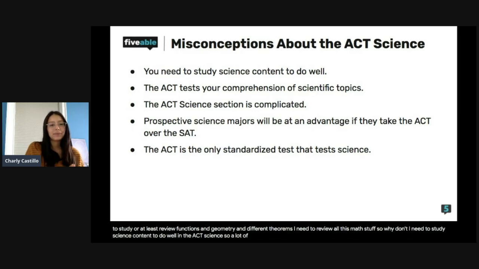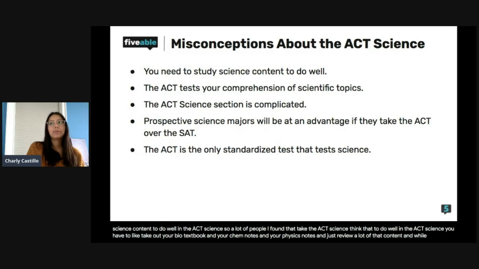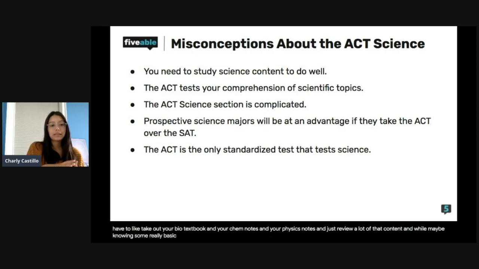So a lot of people I've found that take the ACT science think that to do well in the ACT science, you have to take out your bio textbook and your chem notes and your physics notes and just review a lot of that content. And while maybe knowing some really basic ideas of science, maybe knowing the general stuff about pH or maybe species might be important, you might be at a disadvantage if you do study science content.